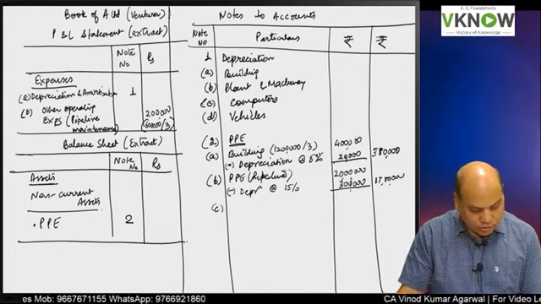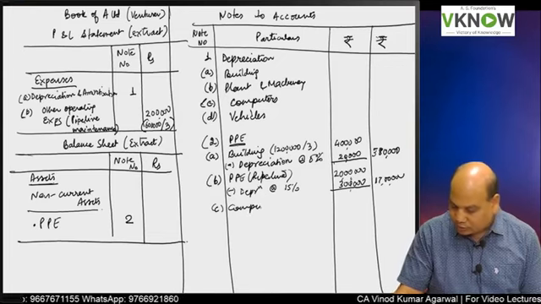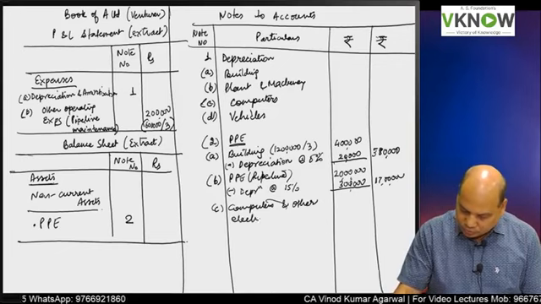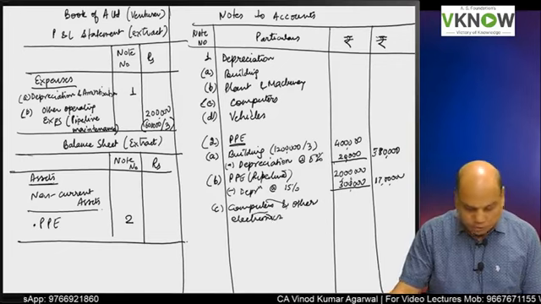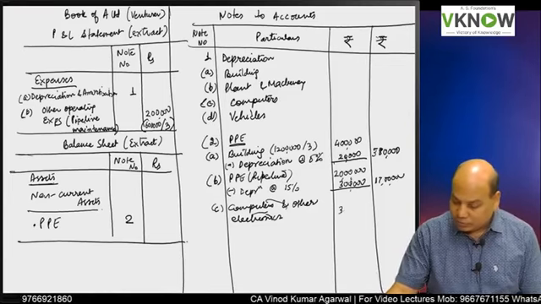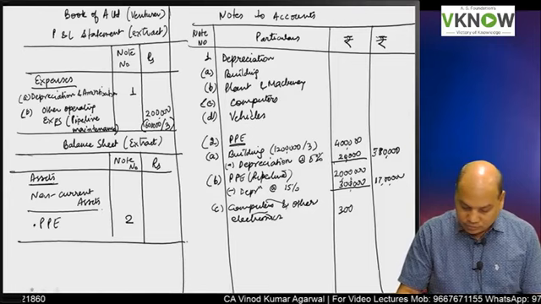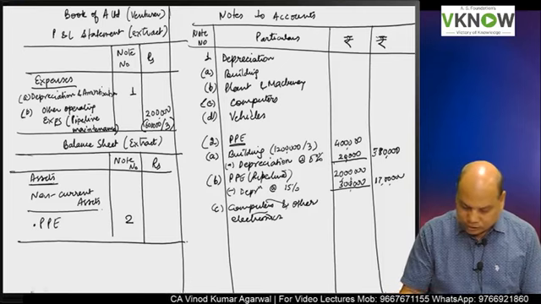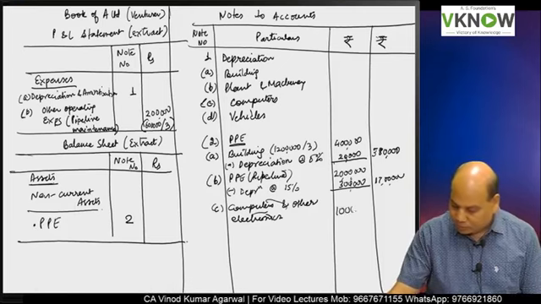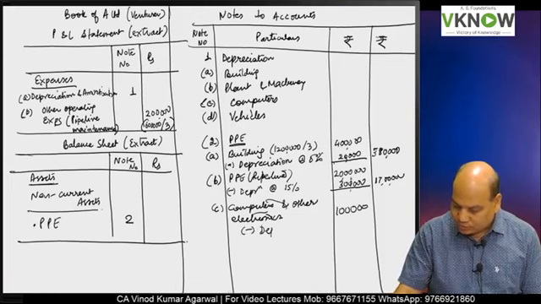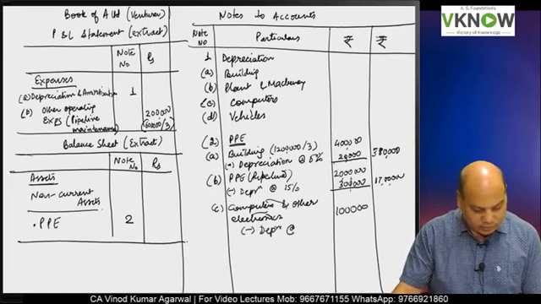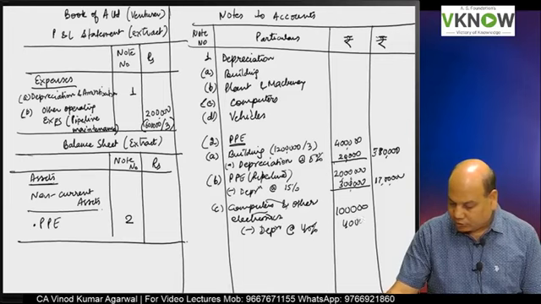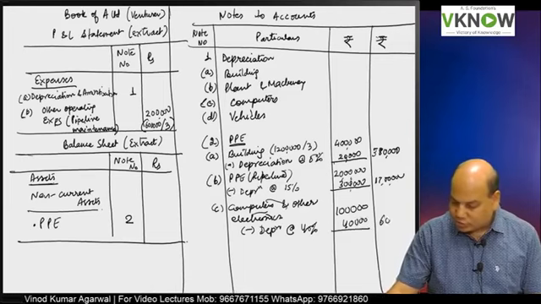The third item was computers and other electronics. Total is 3 lakh divided by 3, is 1 lakh. And less depreciation at the rate 40%, that is 40,000. So that comes to 60,000.